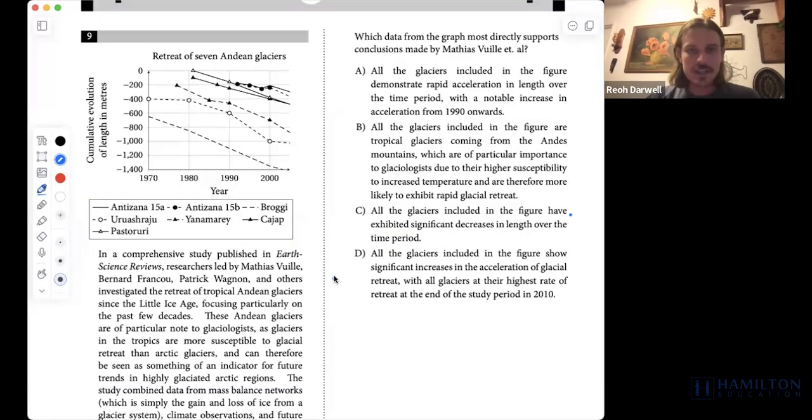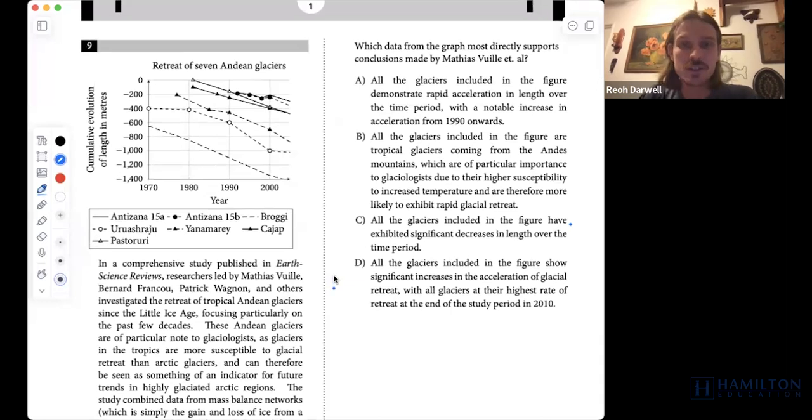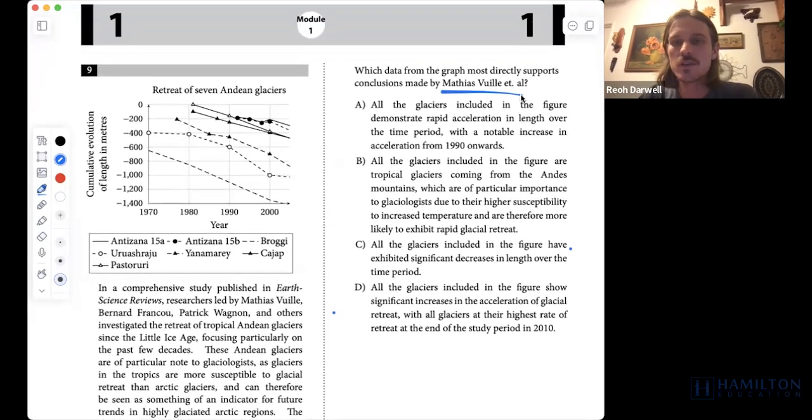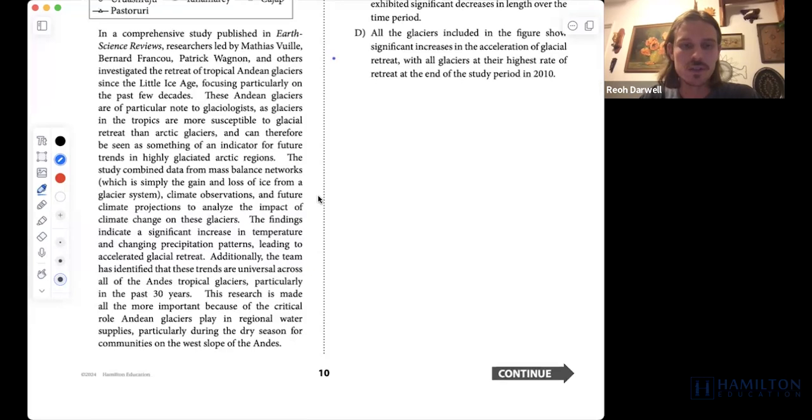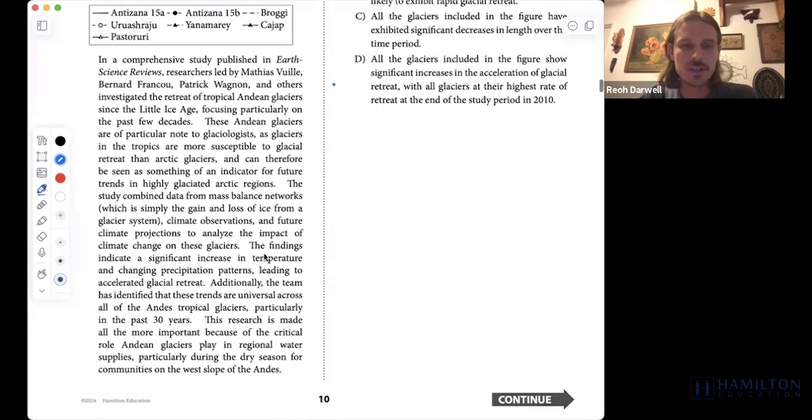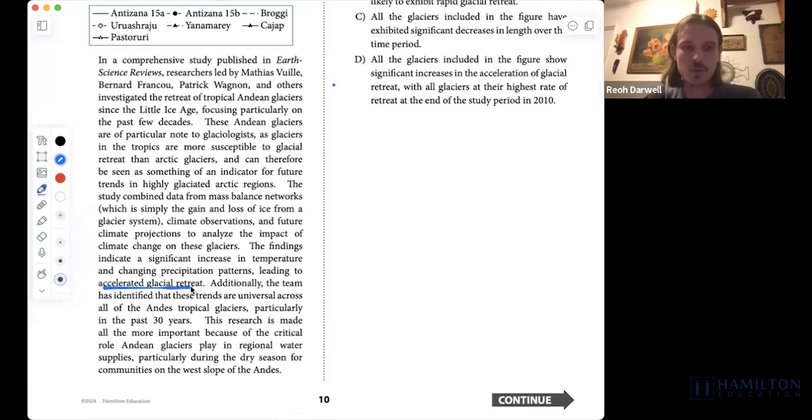All right, question 9 is an example of something I find on the SAT fairly commonly, which is that graphic questions, these command of evidence, quantitative questions, are a lot of times more straightforward than we might expect. Okay, so we want to support the conclusions by these people. And so what are their conclusions, right? Their conclusion is that there is accelerated glacial retreat, right? So basically, glaciers are going faster than they would, and that these are seen universally across all these glaciers, right?